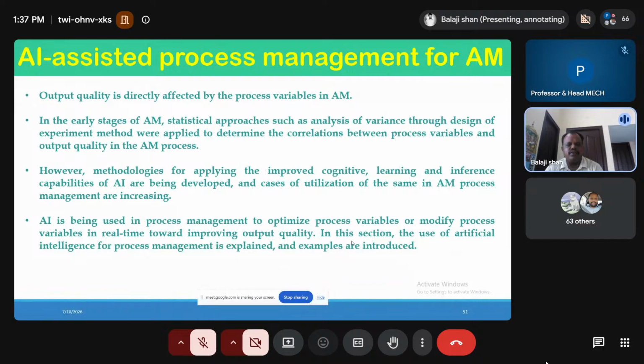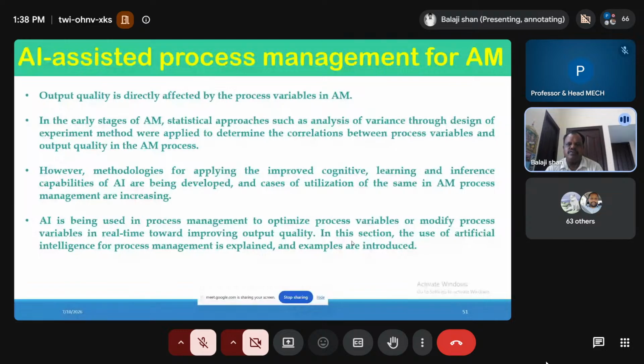In the early stages of additive manufacturing, statistical approaches such as the analysis of variance through the design of experiments method were applied to determine the correlation between the process variables and the output in additive manufacturing. So basically, whatever we are going to manufacture using additive manufacturing, we definitely have some input parameters as well as output parameters. Based on the output strength, we are identifying the input parameters based on the output properties only.